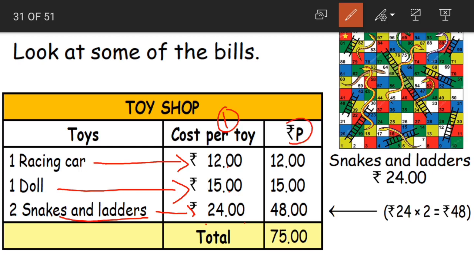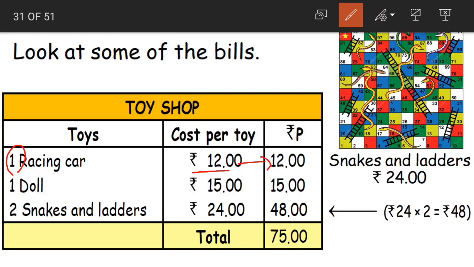Next we have the total price. That means here when we multiply the quantity with the cost per toy, we will get our total rupees to be paid. See here, we have bought only one racing car, right? So we can copy the same amount here. Again for doll, we bought only one doll, so we can copy the same amount here. But if you look at the snake and ladders, children, we bought two snake and ladders here.